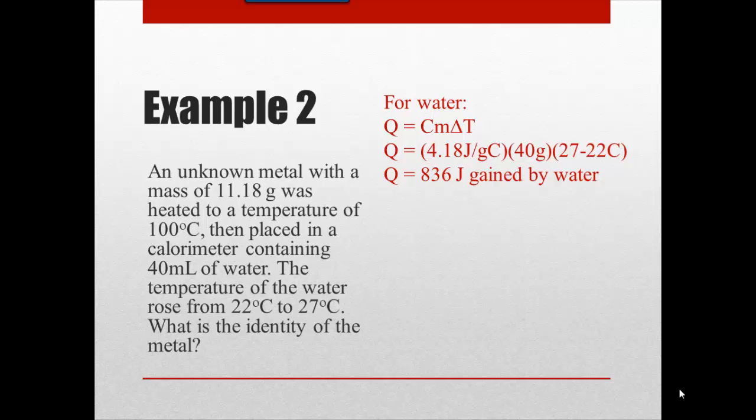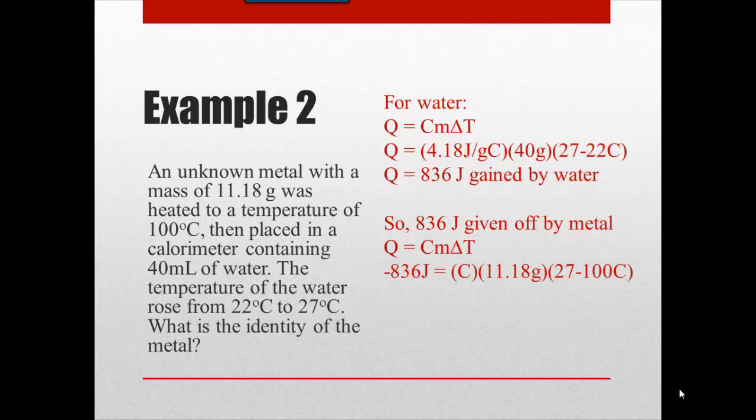Now, remember the law of conservation of energy. All the energy gained by the water had to be lost by the metal. So 836 joules was given off by the metal. That was an exothermic process. So I'm now going to be able to plug into that same equation and solve for the specific heat of the metal. That will give me its identity.